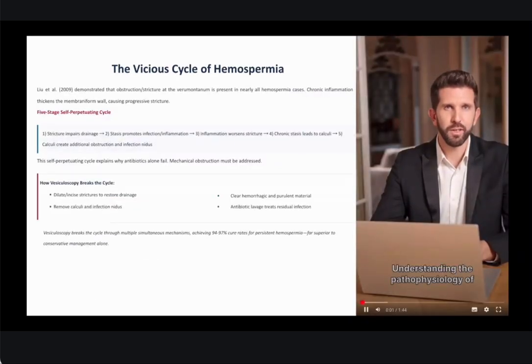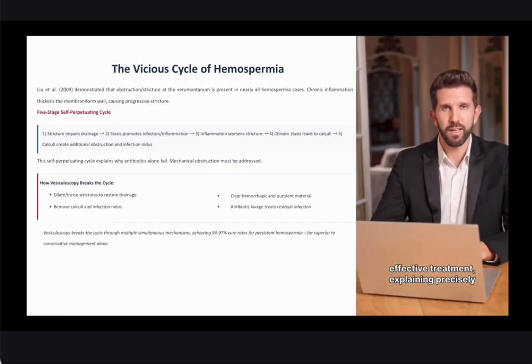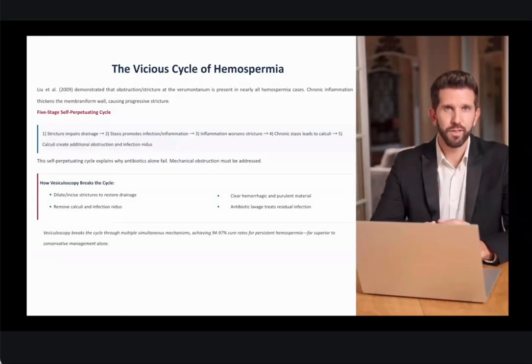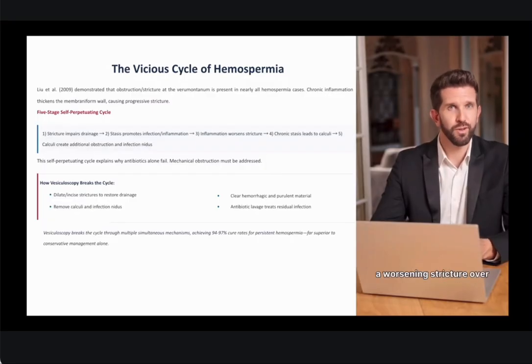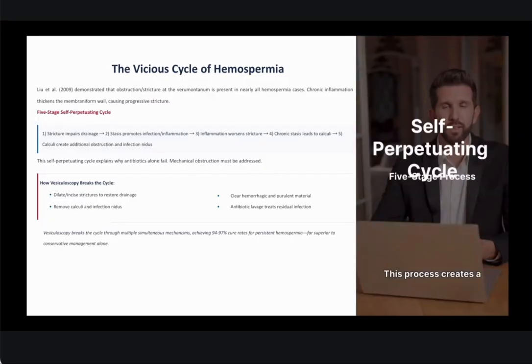Understanding the pathophysiology of hemospermia is crucial for effective treatment, explaining precisely why vesiculoscopy works so well. Liu and colleagues' landmark 2009 study demonstrated that obstruction or stricture at the verumontanum is present in nearly all hemospermia cases. This obstruction is often caused by chronic inflammation, which progressively thickens the membraniform wall, leading to a worsening stricture over time. This process creates a 5-stage, self-perpetuating cycle that exacerbates the condition.